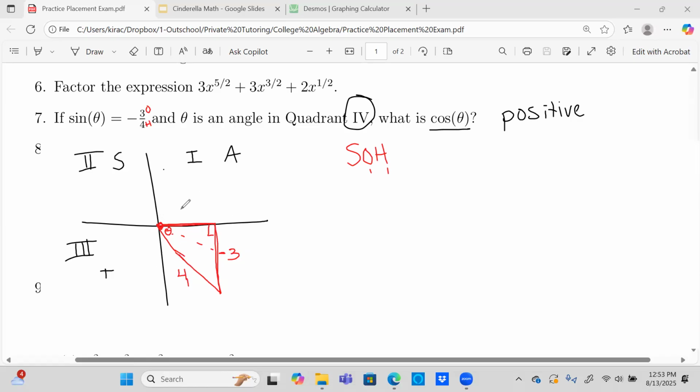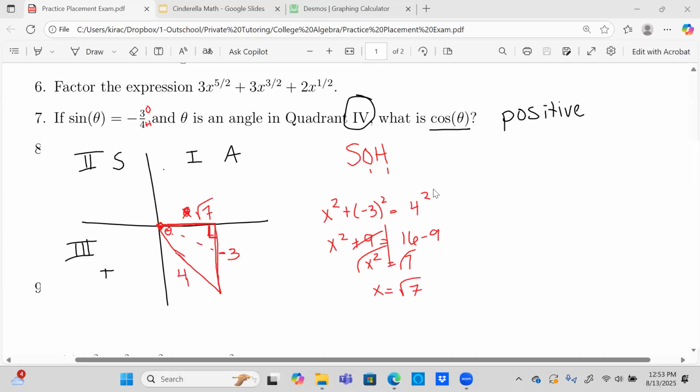So we need to figure out what this one is. I'm going to call it X. Pythagorean theorem, because it's a right triangle. Leg square plus leg square equals hypotenuse square. Go ahead and just work that out. So x squared is 7. So x is √7. Leave it like that. Don't push it in the calculator. It'll be nasty. Okay? And now we're going to get the cosine.